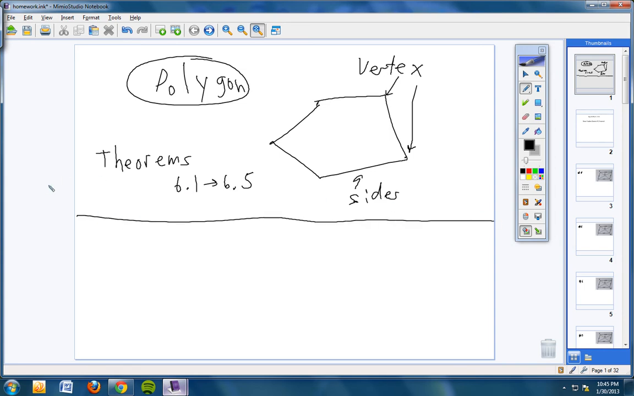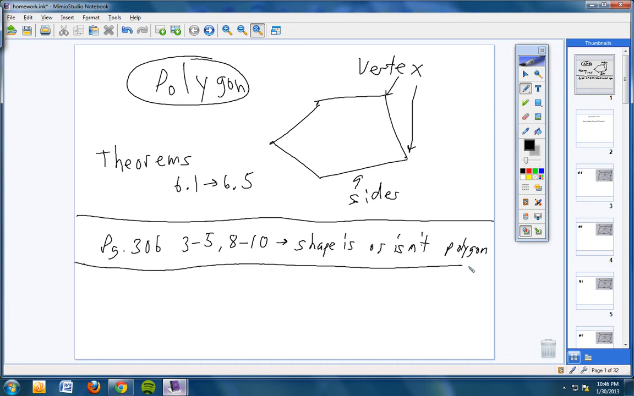Now, here are some of the problems that will be on the quiz. On page 306, numbers 3 through 5 and 8 through 10. This is so easy, but nonetheless, it's a necessity. You are going to say whether a shape is or isn't a polygon. So if you'll look in your book, you'll see what I'm talking about. Page 306, 3 through 5, and 8 through 10. All right? And I might ask you why on those also.